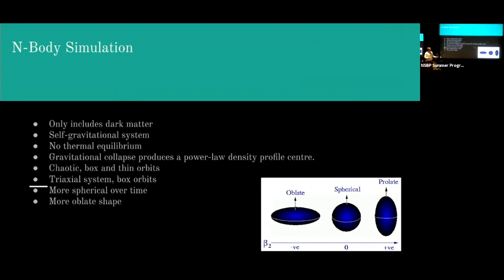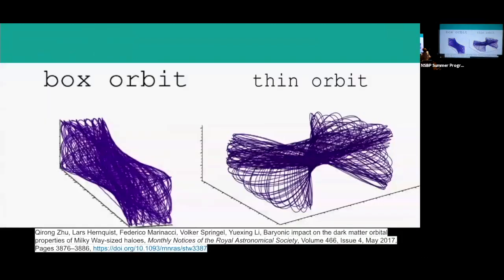So if you want to go to the next slide. Oh yeah, these are the orbits we're looking for. So if you're going to look for these orbits inside of your simulations, see if you can find them. And if you want to go to the next slide, we're officially going to start our simulations.